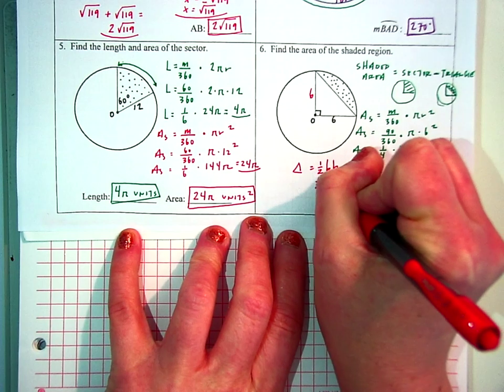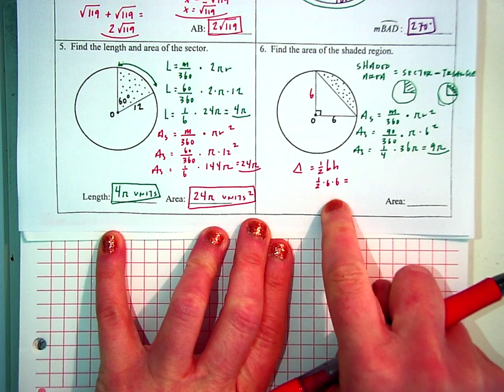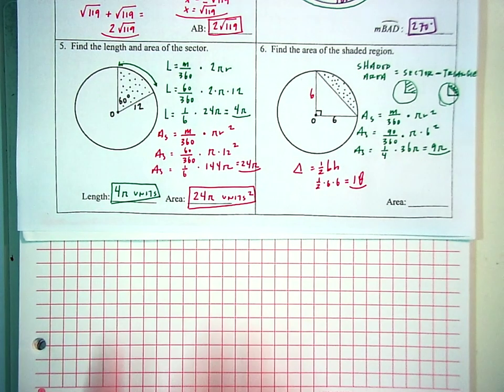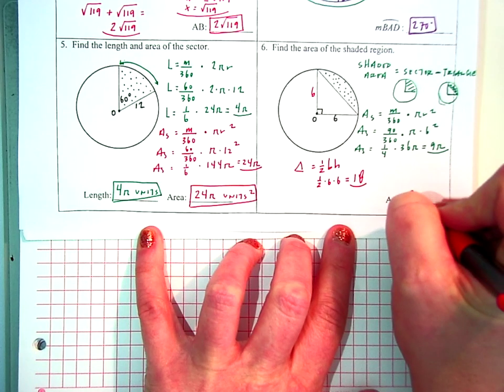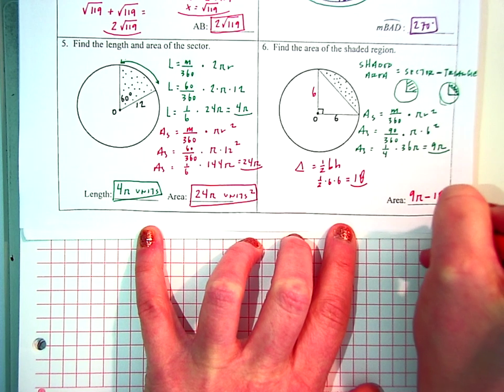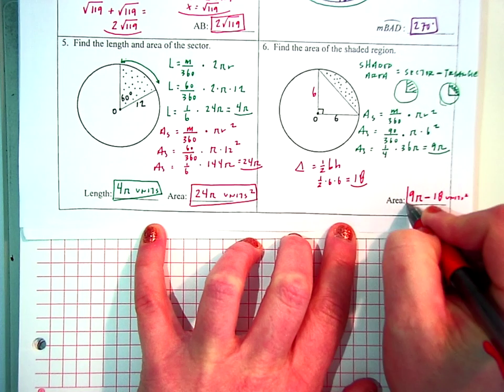So half of 6 times 6, if I multiply across, half of 6 is 3 times 6, and I'm at 18. So I have 18 square units for my triangle. So when I put it together, I'm going to get 9 pi, that was my sector, take away 18, and then write in the end, units squared. So this would be exact.